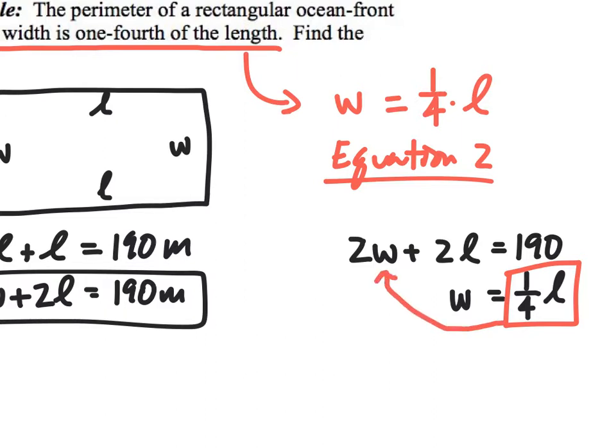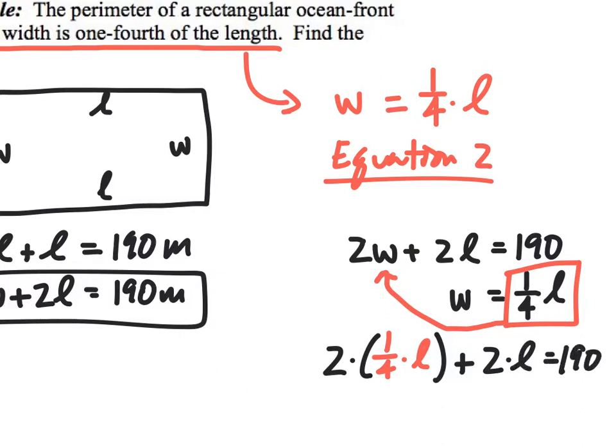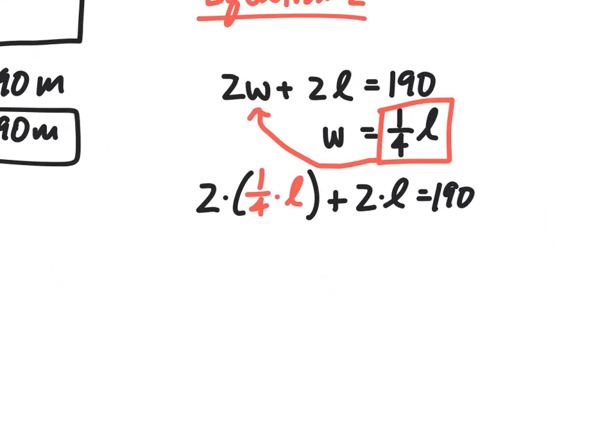And I'm going to rewrite my first equation, 2 times W, but I don't want to write W, I'm going to write what W is equal to, which is going to be 1/4 times the length. Okay, and then I'm going to add 2 times the length, and that's going to equal 190. Okay, so let's go ahead and solve for L. And here's what I've got. So I've got 2 times 1/4. Okay, so if I take 2, and to do this, I'd want to do 2 over 1 times 1 over 4 times the length, plus 2L is equal to 190.